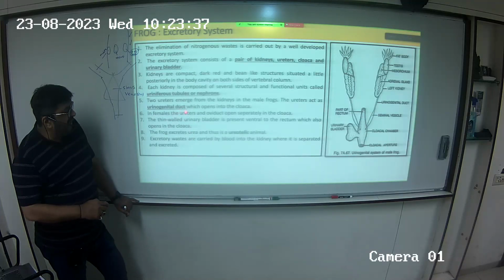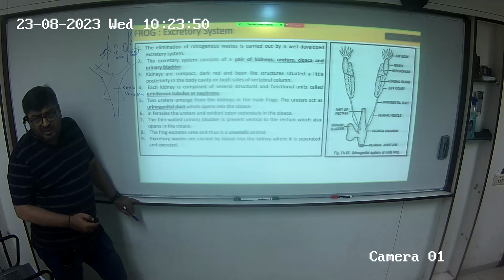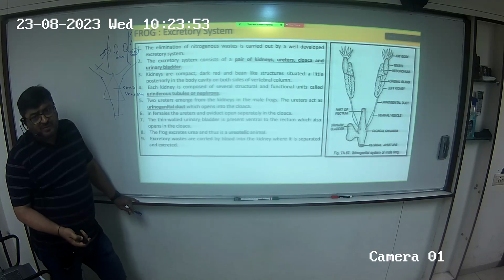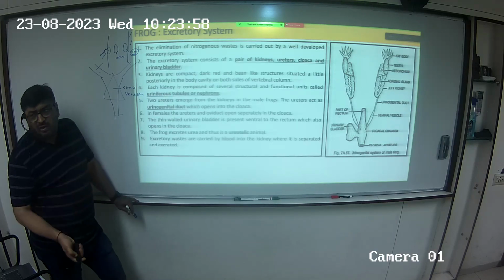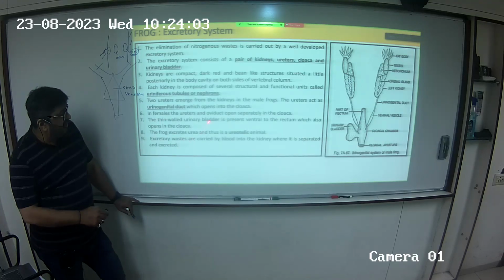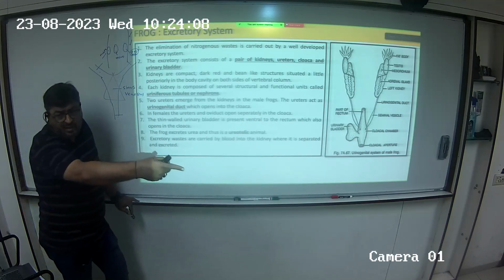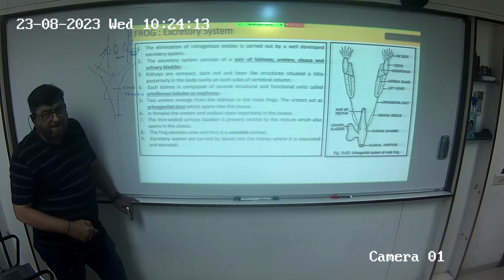In females, the ureters and oviduct open separately into the cloaca. So the cloaca will have an excretory opening and a reproductive opening separately. Right? In human females, we have seen the structure of the vestibule. The vagina opening is separate and the urethral opening is separate. The thin-walled urinary bladder is present ventral to the rectum, in front of the rectum, which also will open to the cloaca.